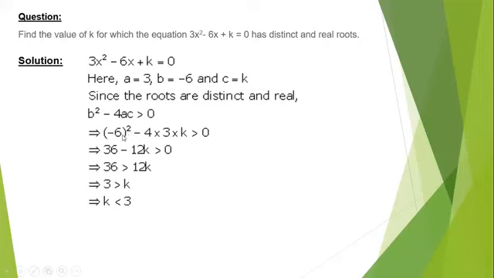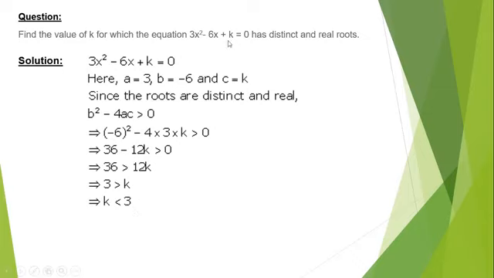Again compare it with the standard form of the equation. a is 3, b is minus 6, c is k. k will remain k here. Put it in the formula of the discriminant. Minus 6 whole square minus 4 into 3 into k is greater than 0. 36 minus 12k greater than 0. 36 greater than 12k. So k is less than 3.